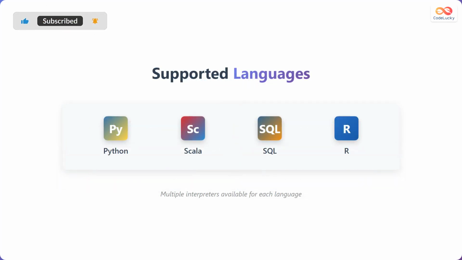Apache Zeppelin supports a wide range of languages, making it a versatile tool for data analysis. You can use Python for data manipulation and machine learning, Scala for big data processing with Spark, SQL for querying databases, and R for statistical analysis. Importantly, multiple interpreters are available for each language, allowing you to customize your environment to suit your specific needs. You can see logos like PY for Python, SC for Scala, SQL, and R here.